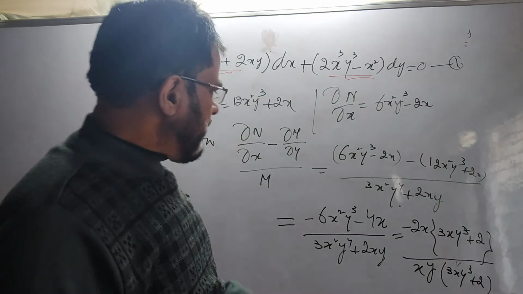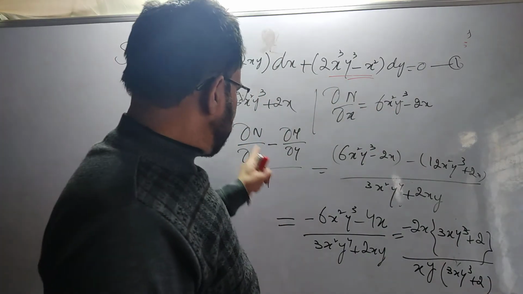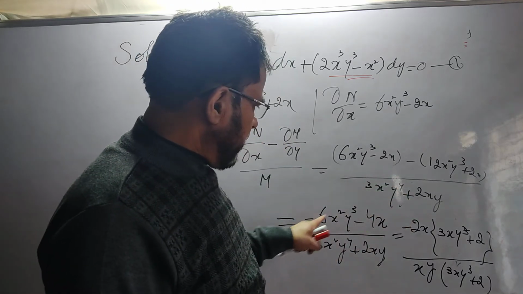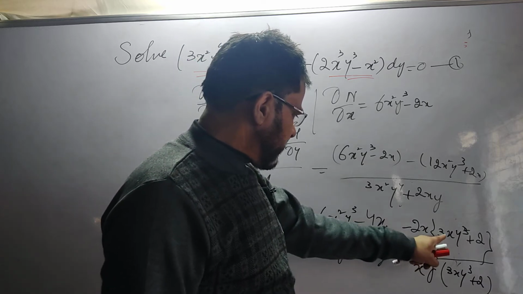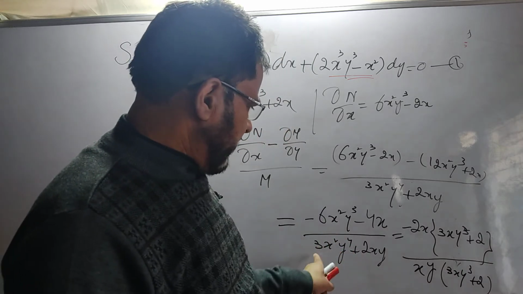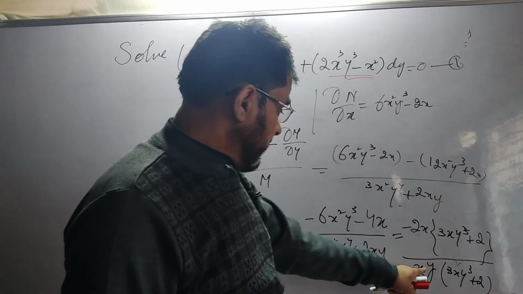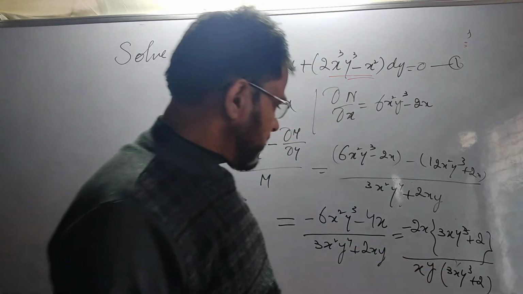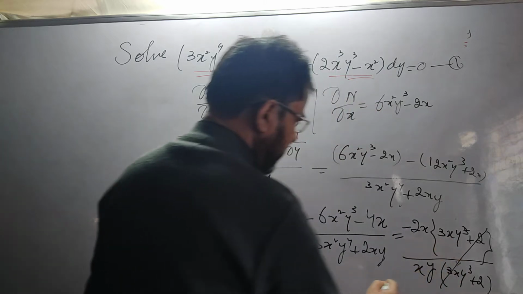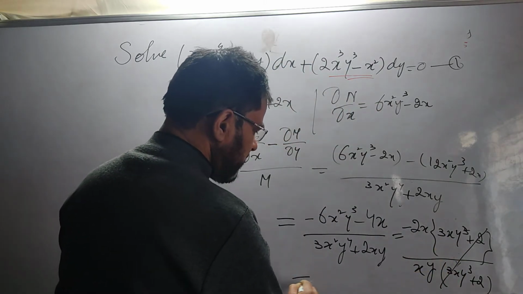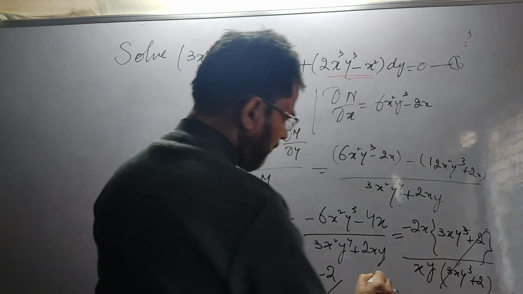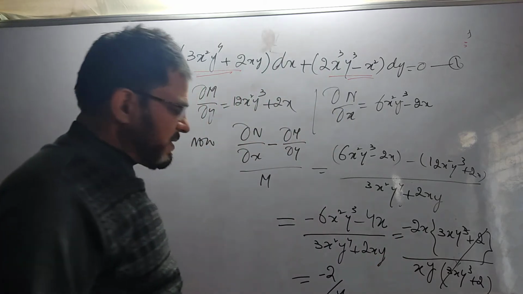Just to look again, I have found this. Then I want to see del N by del x minus del M by del y, divided by M. This is the value of M. This comes out: take minus 2x common, it is 3xy³ plus 2, and in the denominator we took xy common, so it is 3xy³ plus 2. You see, this comes out the same, and x goes. This is equal to minus 2 by y.